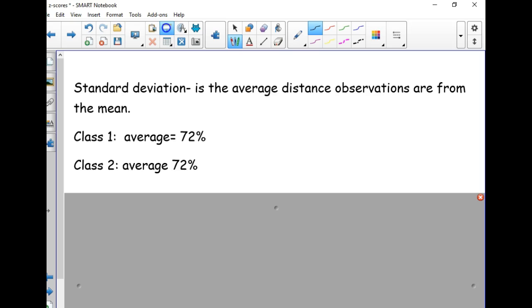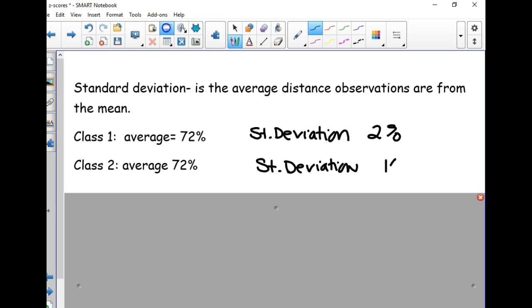But if all of a sudden I tell you that the standard deviation for class 1 is 2%, and the standard deviation for class 2 is 10%, that changes things. I will get people who will call me.